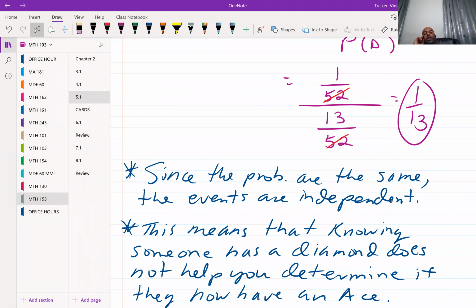All right, so conclusion here, this means that knowing someone has a diamond does not help you determine if they now have an ace. Because the probabilities were the same, that means the events are independent. So it doesn't help you.